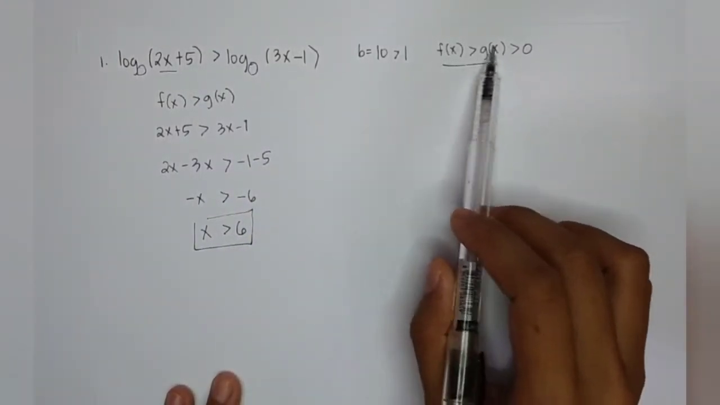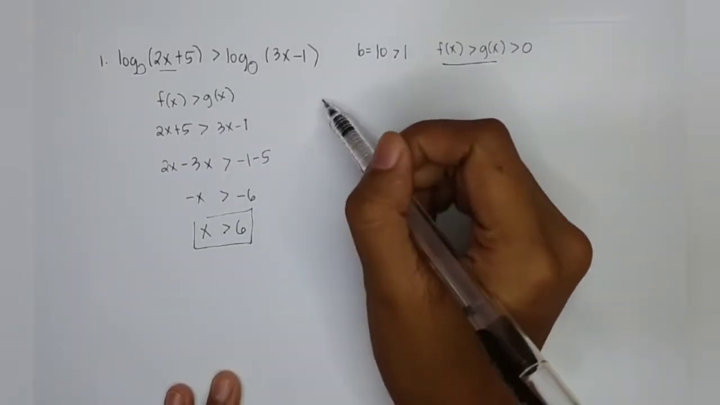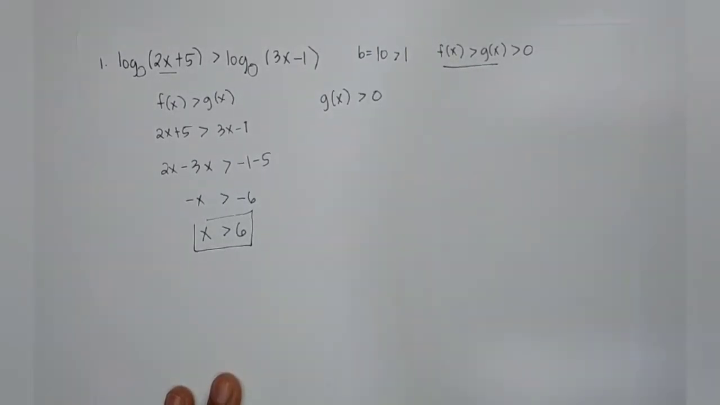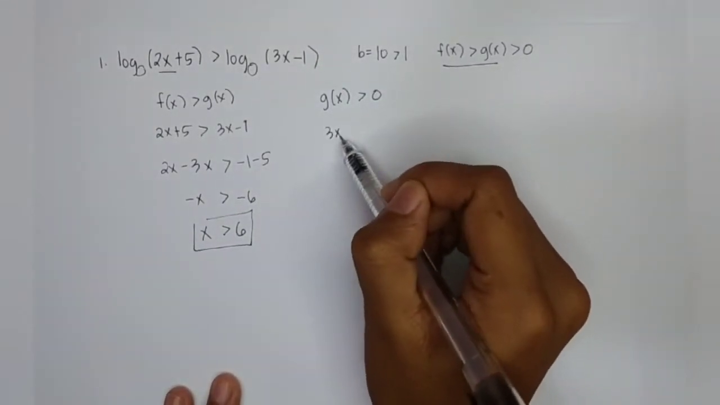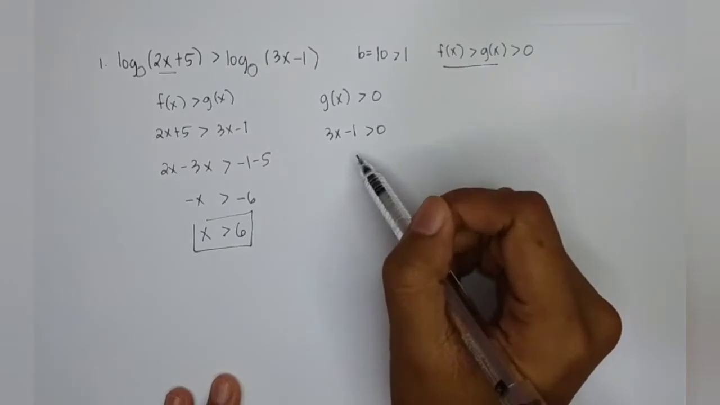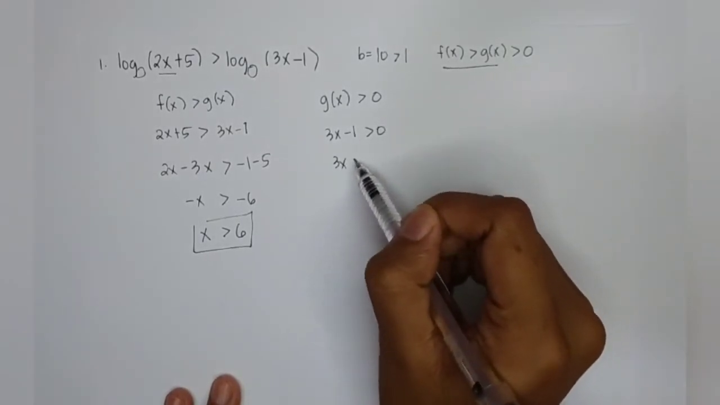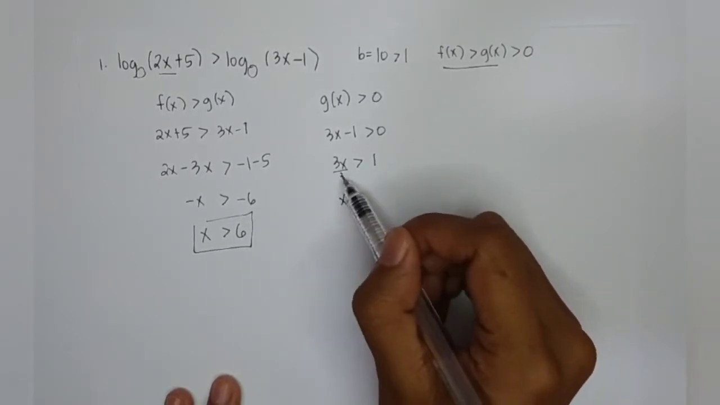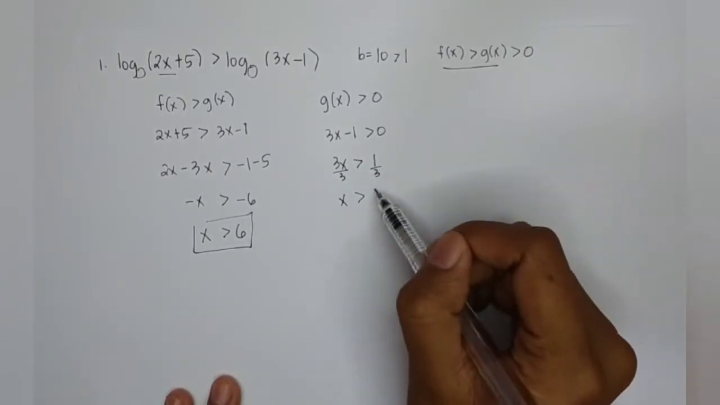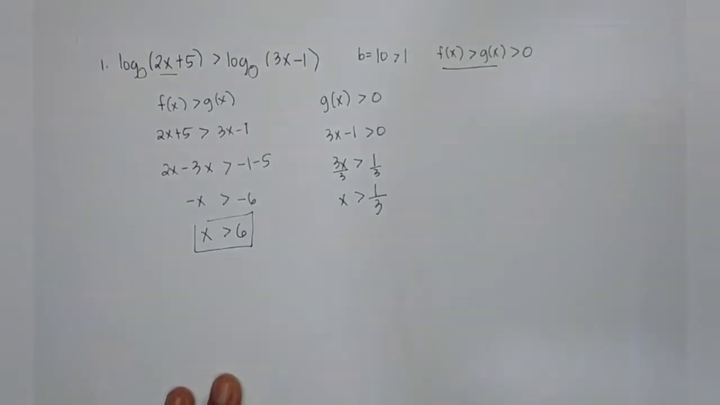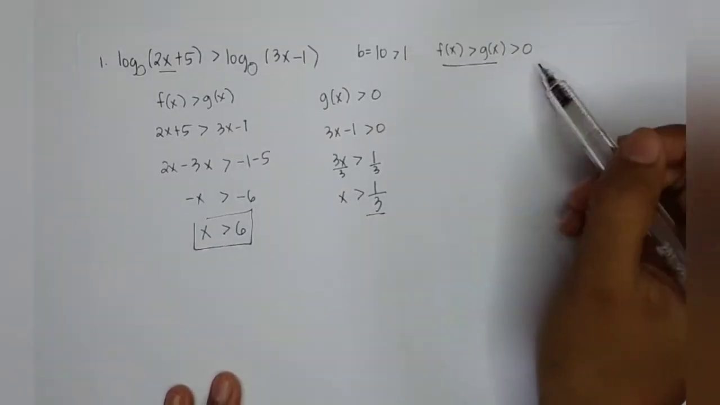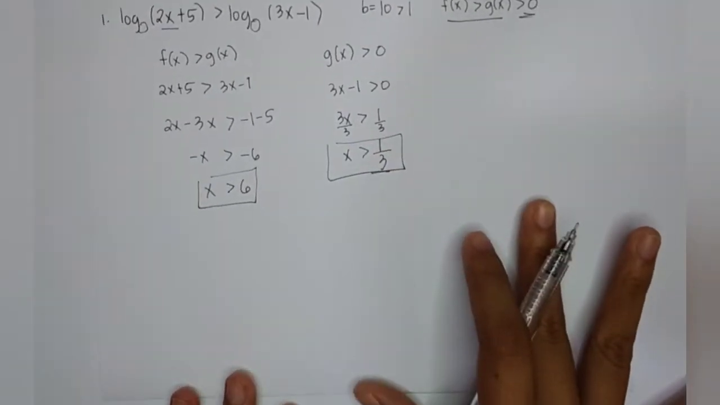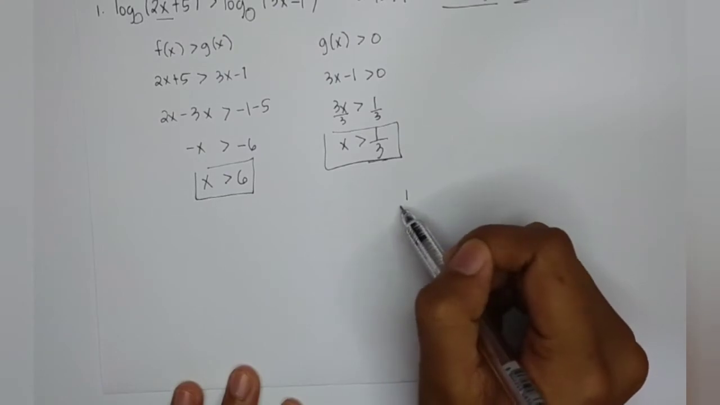Then we proceed to g of x is greater than 0. What is g of x? That will be 3x minus 1 is greater than 0. Transposing, 3x is greater than 1. Divide both sides by 3, and that will be x is greater than 1/3.